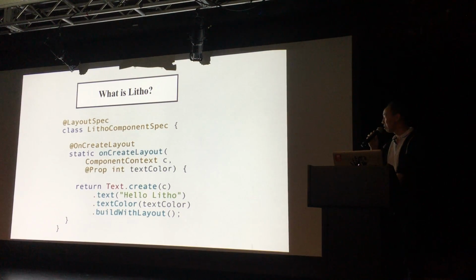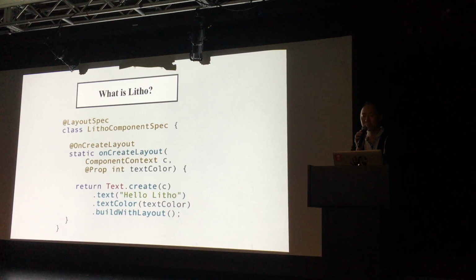So what is Litho? Litho allows you to write highly optimized Android views through a simple functional API based on Java annotation. It's primarily built to implement complex scrollable UI based on RecyclerView. So this is one of our sample codes showing what Litho code looks like.